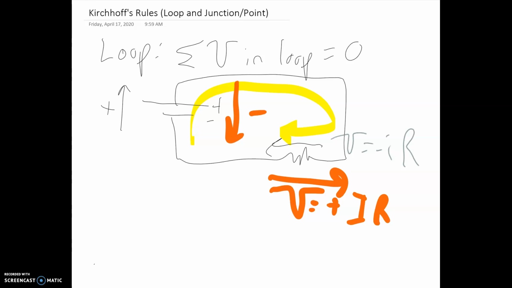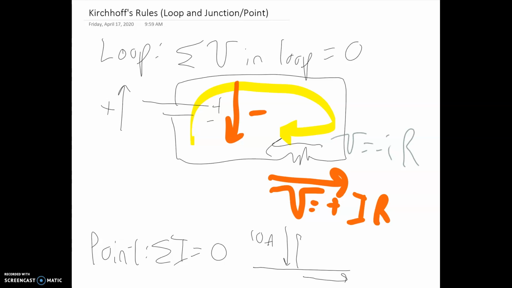The point rule is just that the sum of all the currents at a point or a junction is going to equal 0. But it's an algebraic sum. So let's say we have a circuit like this. We have a current that comes down and it's 10 amps. Then if the current this way is 6 amps, then the current this way is 4.